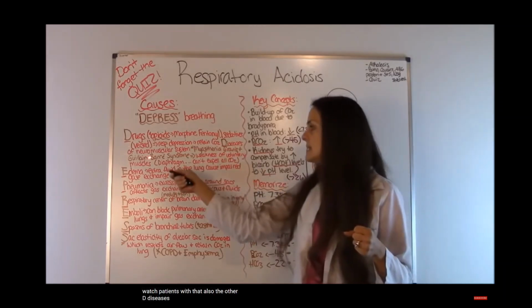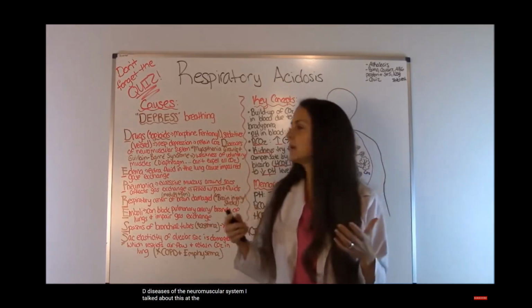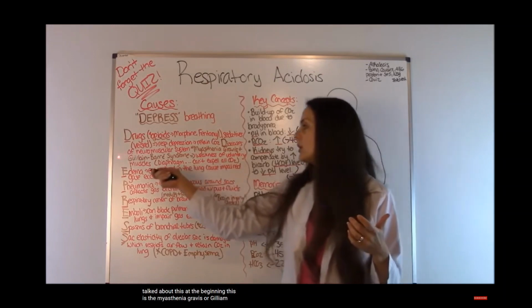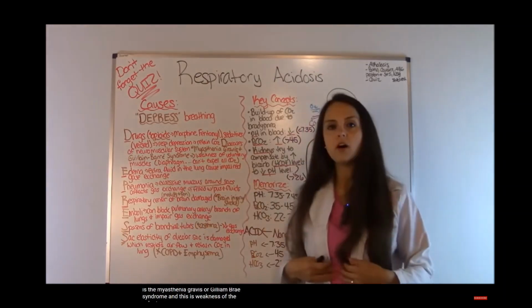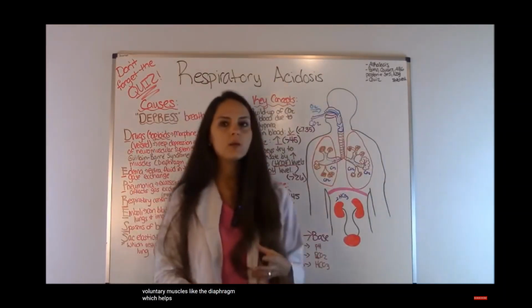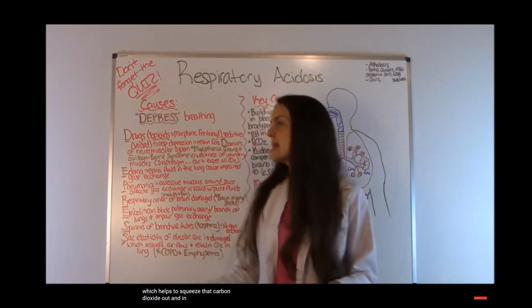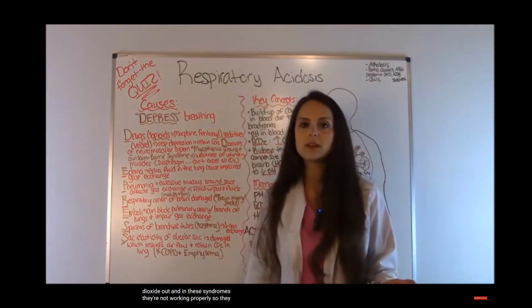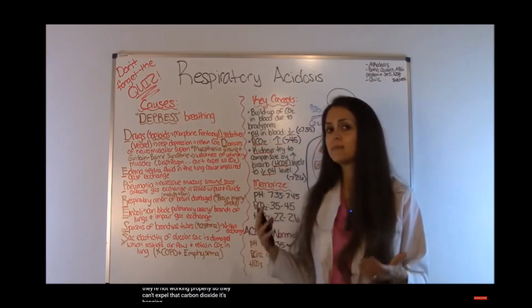Also, the other D, diseases of the neuromuscular system. I talked about this at the beginning. This is myasthenia gravis or Guillain-Barré syndrome, and this is weakness of the voluntary muscles, like the diaphragm, which helps to squeeze that carbon dioxide out. And in these syndromes, they're not working properly, so they can't expel that carbon dioxide. It's hanging around in there.